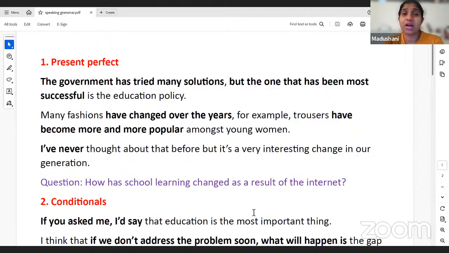So if you're answering a question like, how has school learning changed as a result of the internet? We use present perfect for an incident that started in the past and also has a result or a connection to the present.